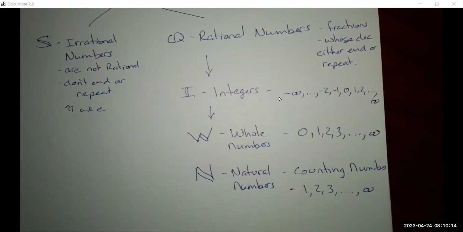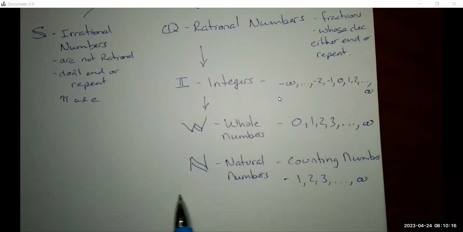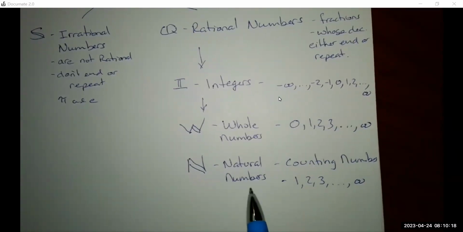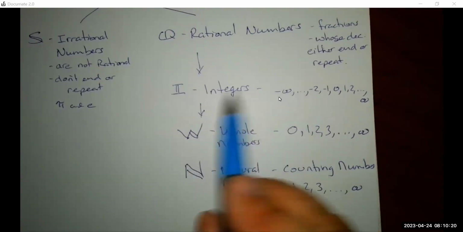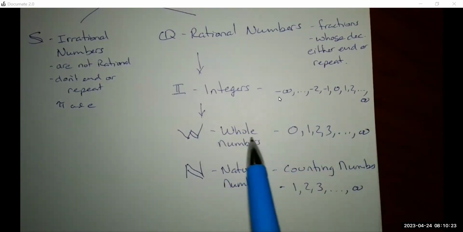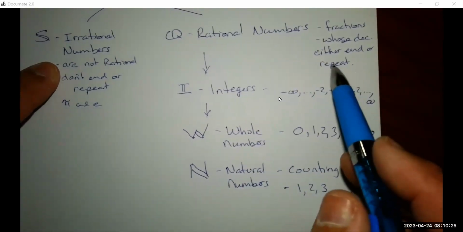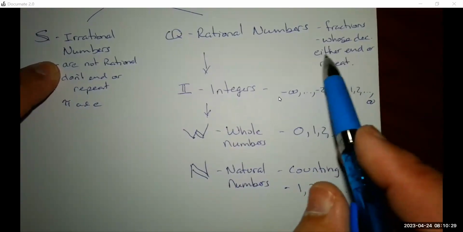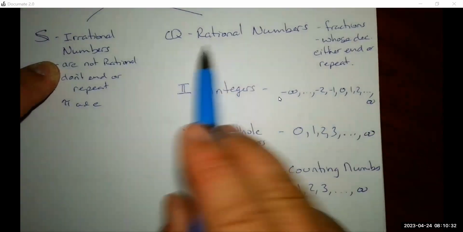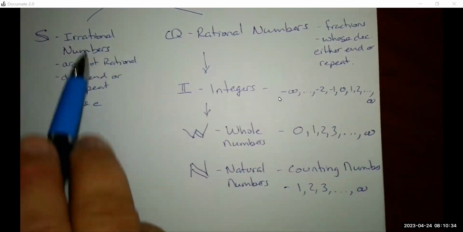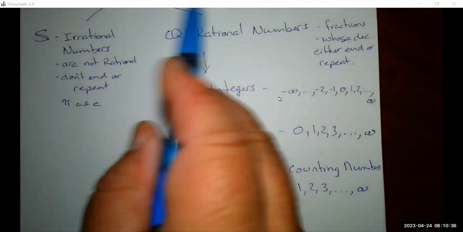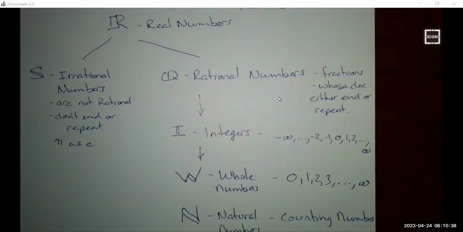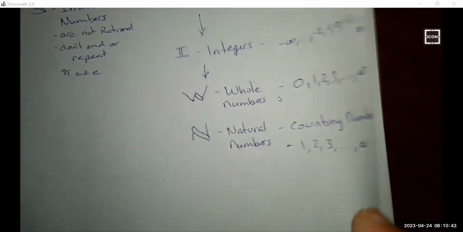So those are the groups. In other words, we first learned the counting numbers, the natural numbers. Then we added 0, we got the whole numbers, and went to integers. Now, from there, once we have all those, we could put them in fraction form. If the fraction has a decimal that repeats or ends, then it's called a rational. If it doesn't repeat or end, it's irrational. And together, all those make up the real numbers.